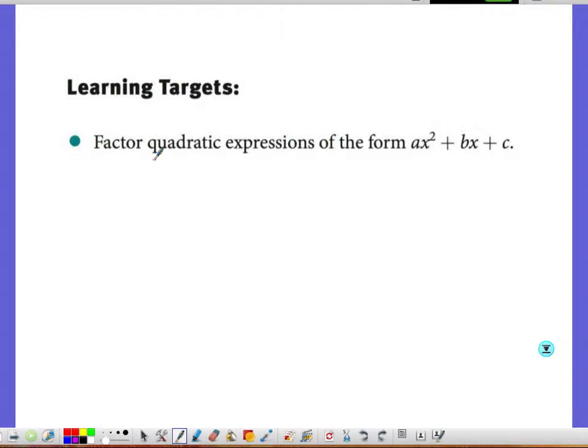Hello, this video is on lesson 7-2 and it begins on page 107. The learning target here is to factor quadratic expressions of the form ax squared plus bx plus c.